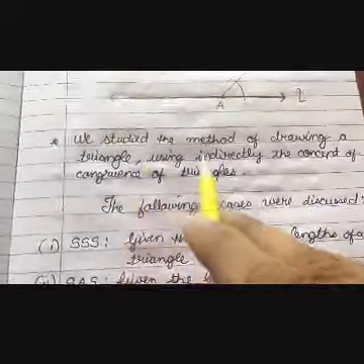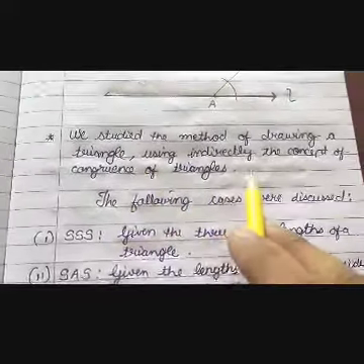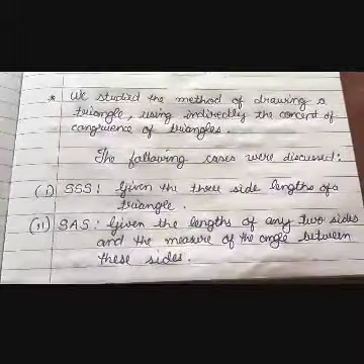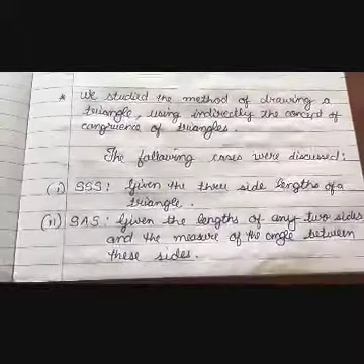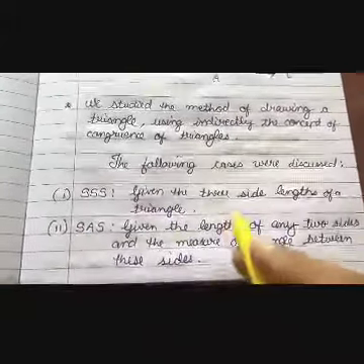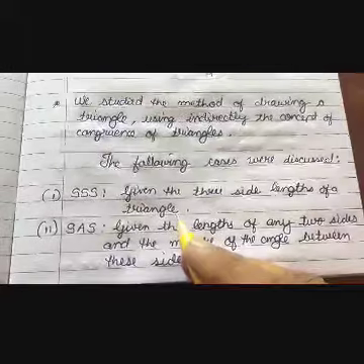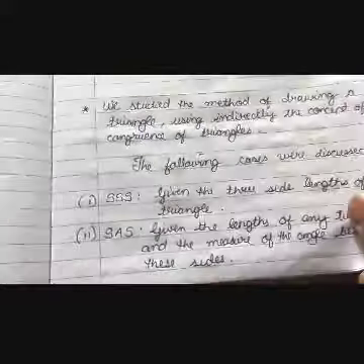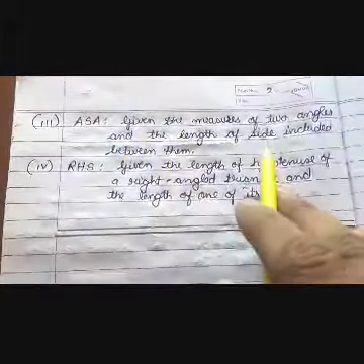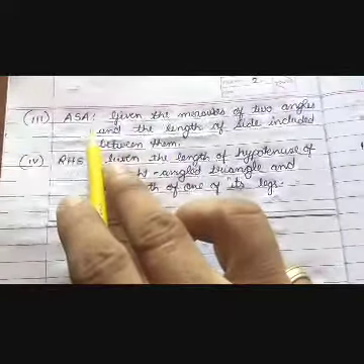Now we studied the method of drawing a triangle using, indirectly, the concept of congruence of triangles. Dear student, in this chapter we will learn how to construct a triangle through different conditions. This we already studied in our past class, that is side, side, side. For example, if the lengths of three sides of a triangle are given, we can easily construct the triangle. Side, angle, side: if the lengths of two sides and one angle are given, we can also construct the triangle. Angle, side, angle: given the measures of two angles and the length of the side included between them, we can also construct the triangle.